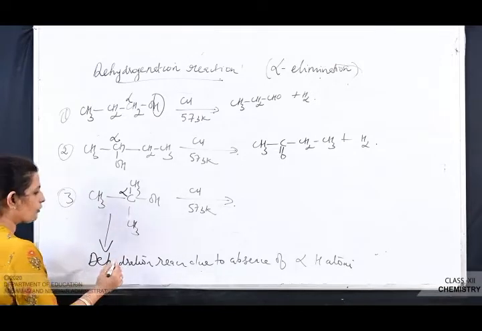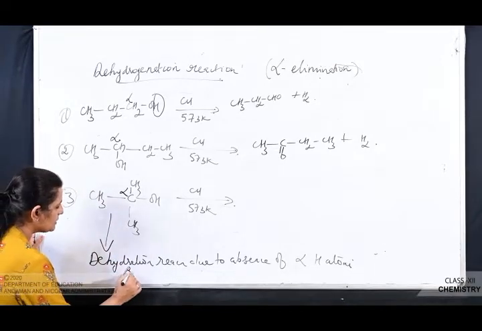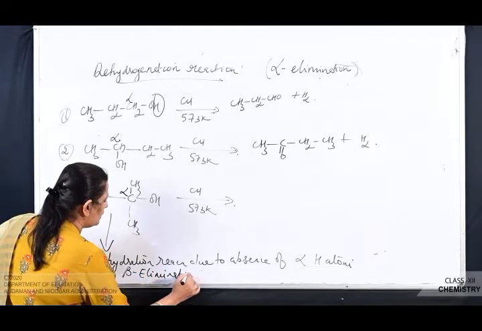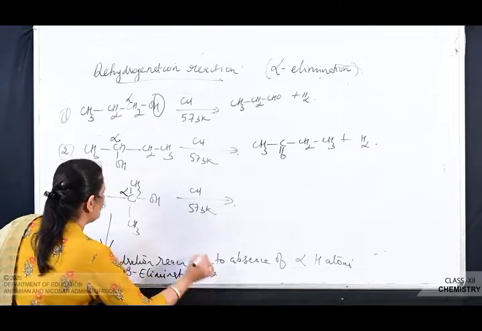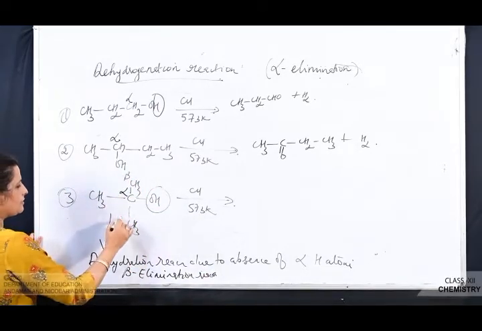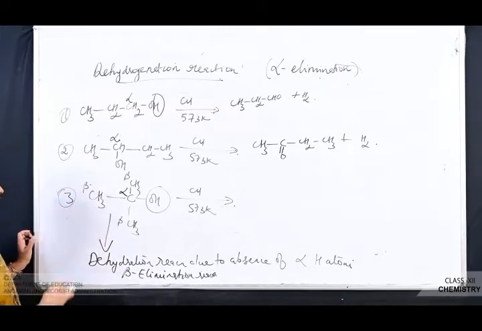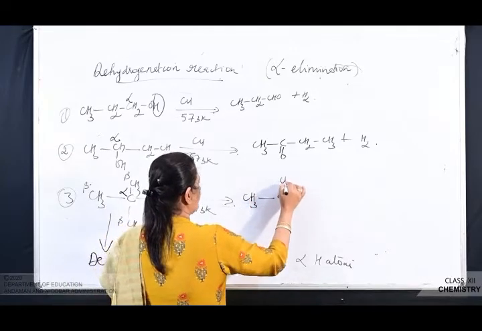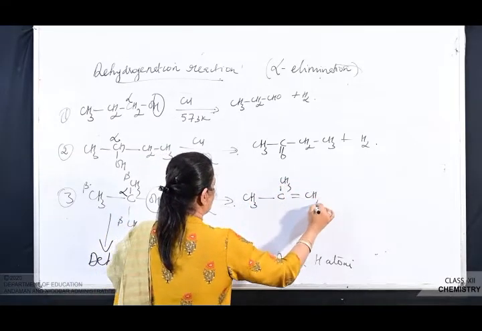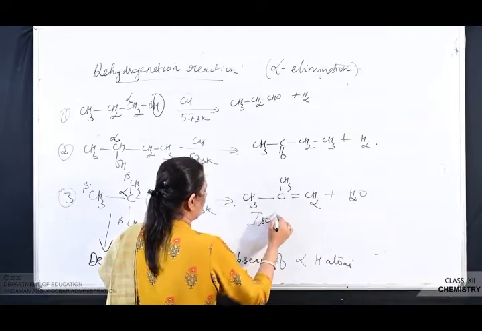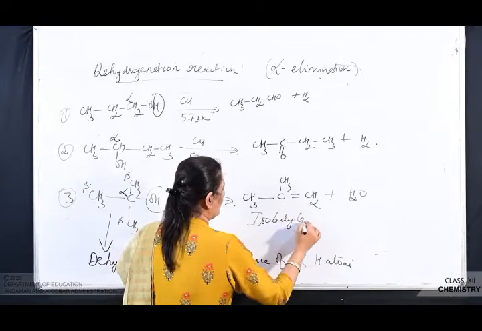So here it is undergoing what reaction? It undergoes beta elimination reaction. That means from the alpha carbon atom OH goes, and this is beta carbon, this is also beta carbon, this is also beta carbon. So from the beta carbon atom, hydrogen will be eliminated. So what will be the product? CH3C(CH3)=CH2 plus H2O. What is the common name of this? Isobutylene.